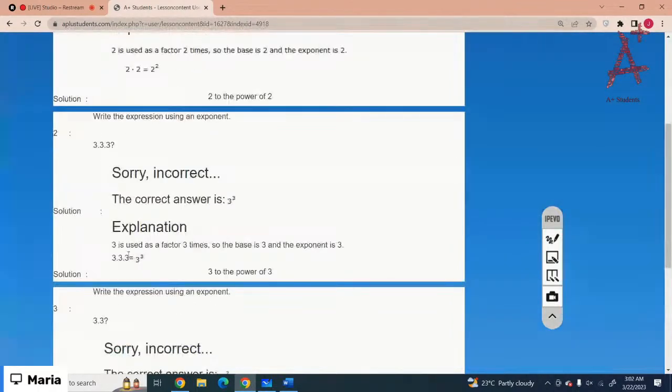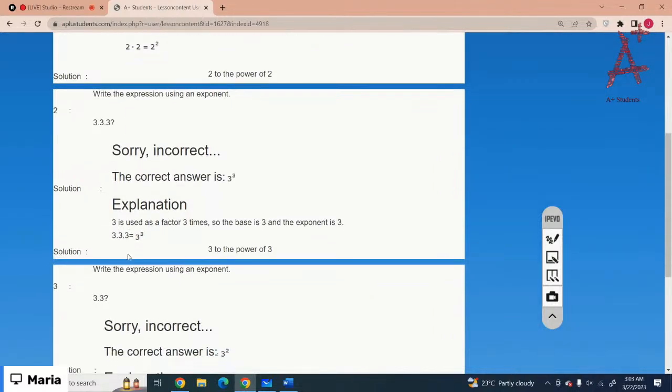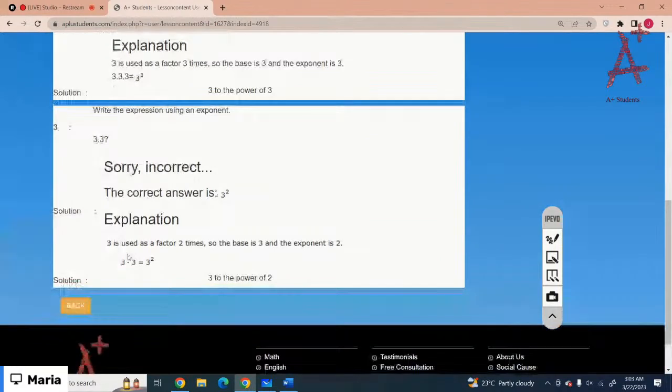The next example is 3 times 3 times 3. Here 3 is used as a factor how many times? 3 times, because 3 is multiplying 3 times. So 3 is the base and 3 is the exponent. The next one is 3 times 3. Here 3 is multiplying 2 times, so you need to use 3 as a factor 2 times. It would be 3 exponent 2.